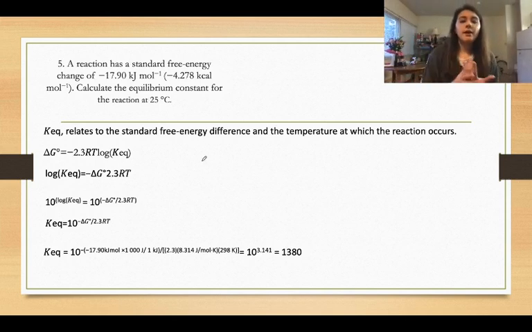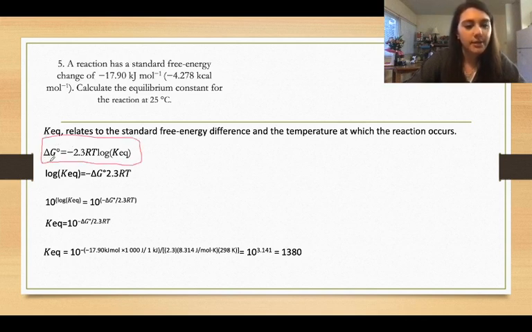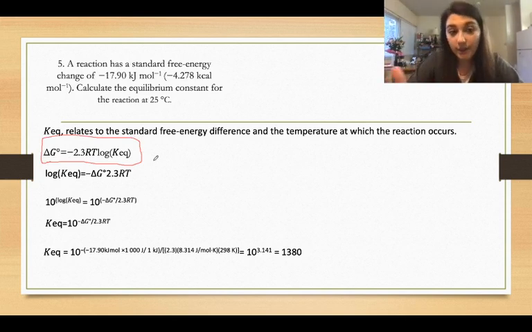The thing that we have to know is that there are 2 ways to get standard Gibbs energy. One is where Gibbs equals negative RT times the natural log of K. And then there's negative 2.3 times the gas constant times the temperature times the log of K equilibrium. So we have to make sure that we keep these separate. For this one, we're going to use this equation. Don't use the other equation. If you mix together the equations, you get different answers.